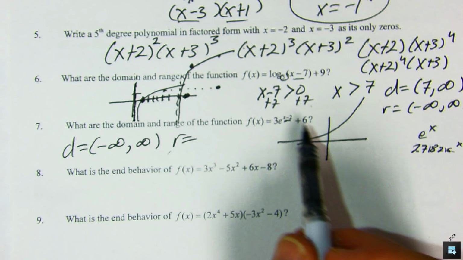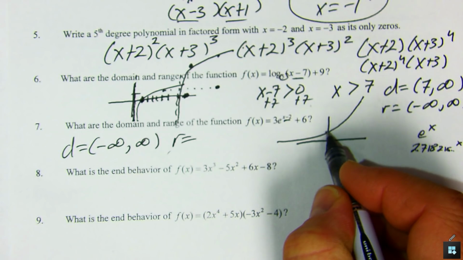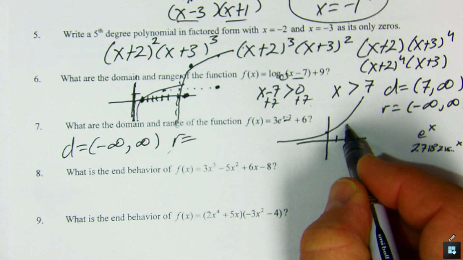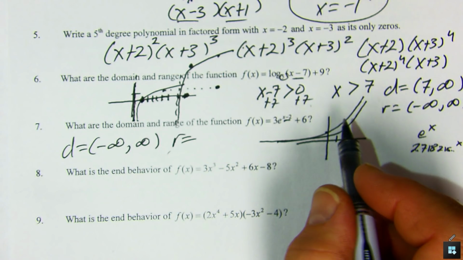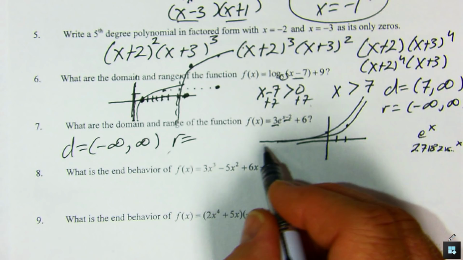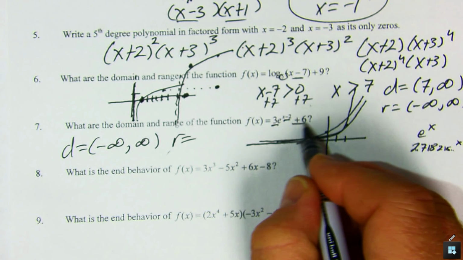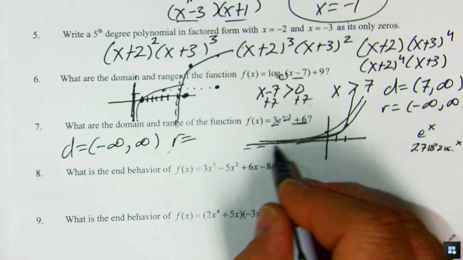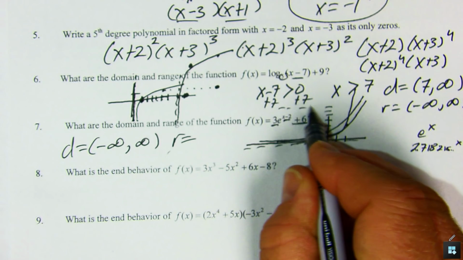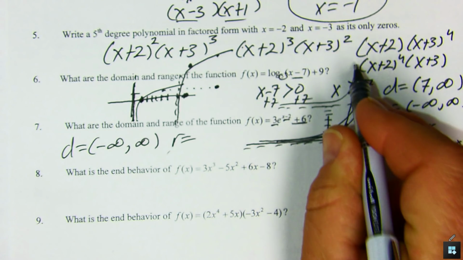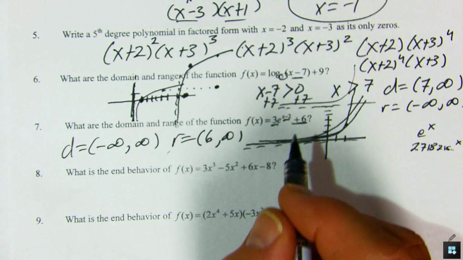The inside is a horizontal shift to the right 2. So this point here gets shifted to the right 1, 2. So all our graph does is get shifted to the right 2. Then it gets vertically stretched, so in other words, it gets kind of skinnier. Then it gets shifted up 6. So this horizontal asymptote right here gets shifted up 6. Your graph is going to look like that. So you can see the range is going to go from 6 to infinity.